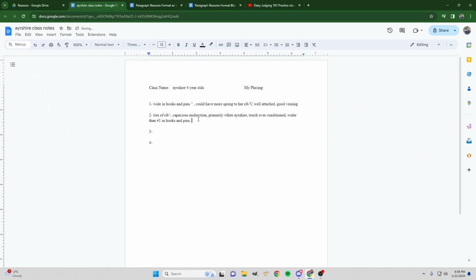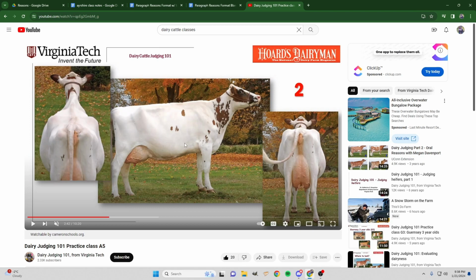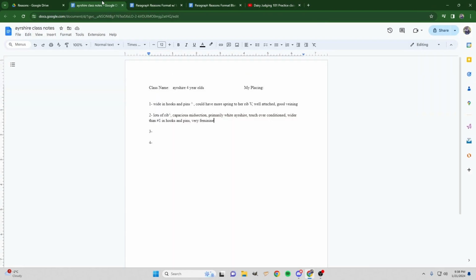She's very feminine, which usually if they're a touch over conditioned, you could see them be not as feminine, but she doesn't do that. Nice and angular. She's angular, and we can talk about the udder floor. So she's angular, could be more level from rear to front teats. That's a lot of notes on that one.